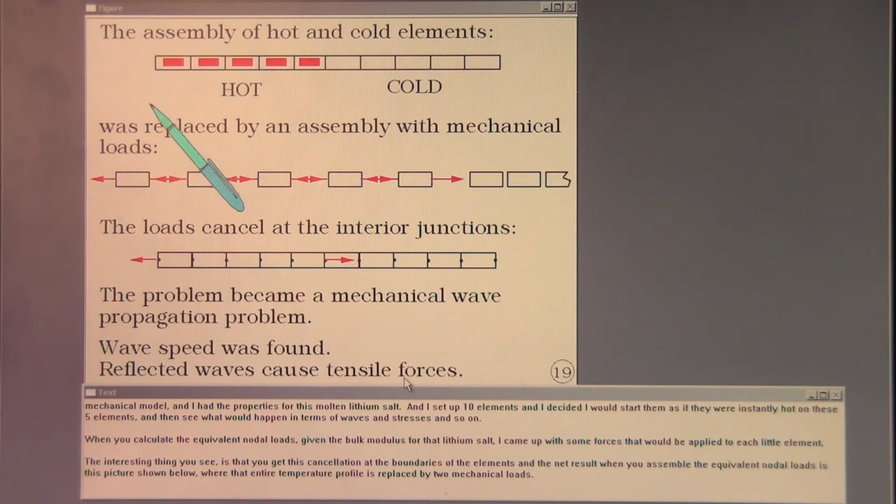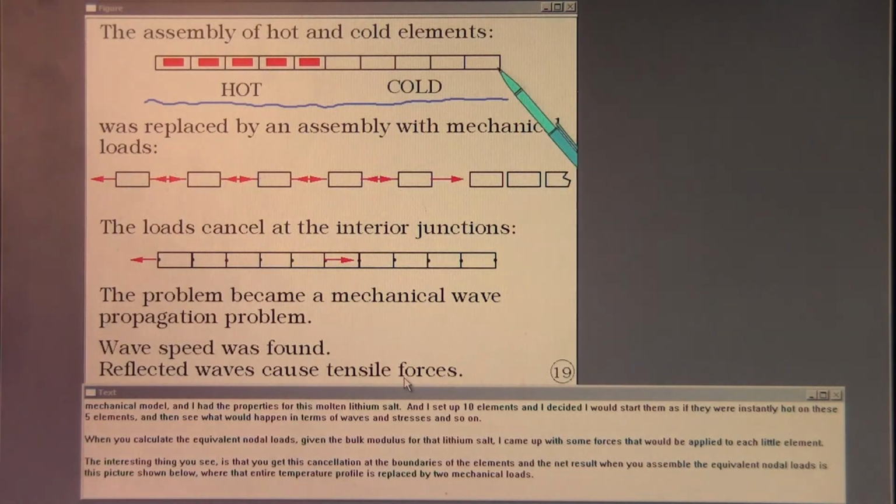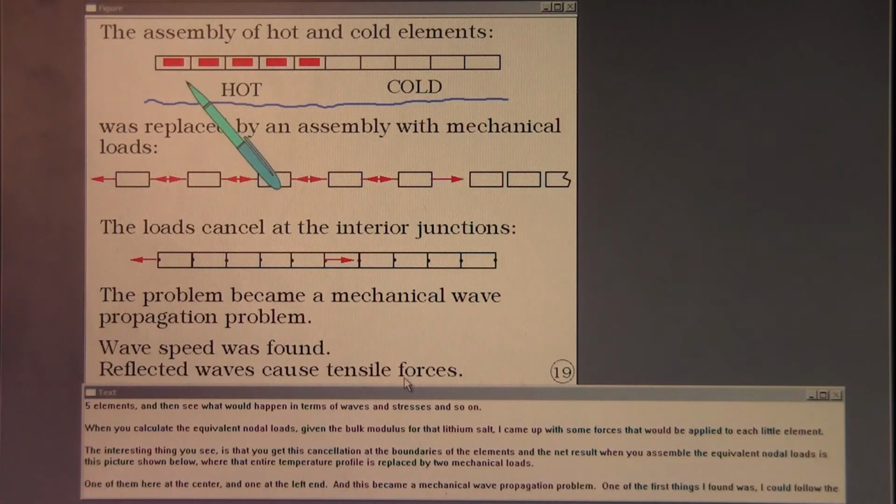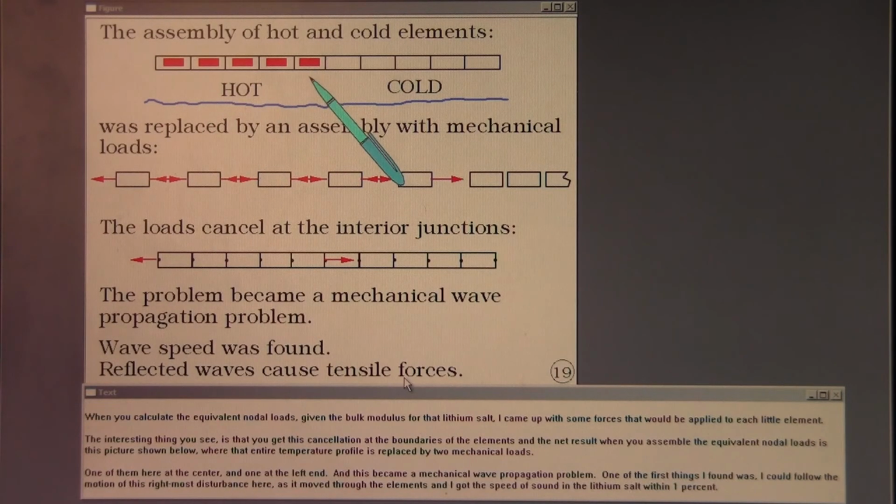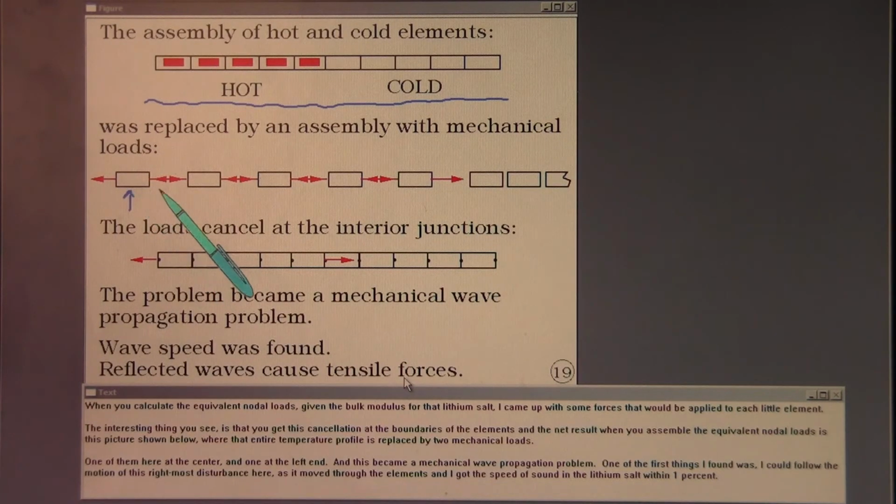What I did was go completely to a mechanical model, and I had the properties for this molten lithium salt. And I set up 10 elements, and I decided I would start them as if they were instantly hot on these 5 elements, and then see what would happen in terms of waves and stresses and so on. When you calculate the equivalent nodal loads, given the bulk modulus for that lithium salt, I came up with some forces that would be applied to each little element.